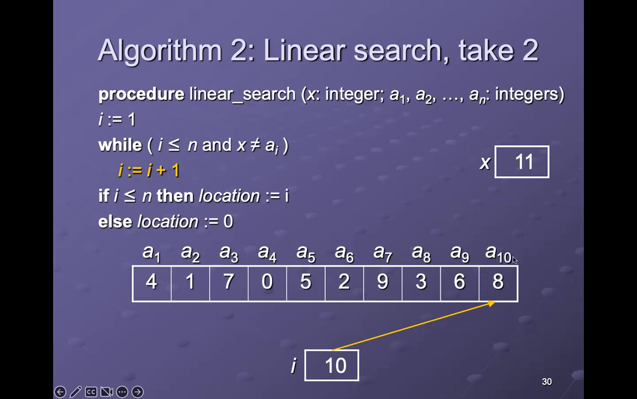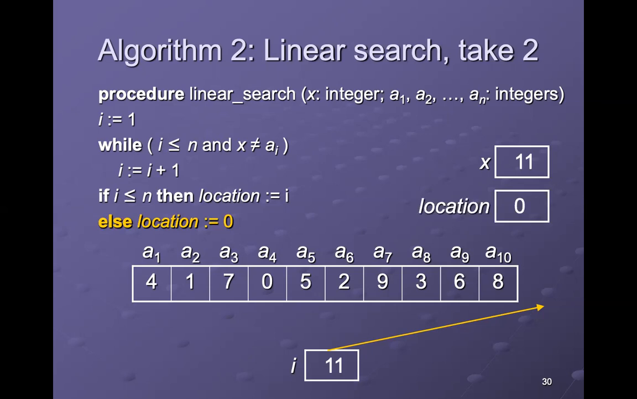So in this case, the loop will be terminated because at this point, i is now 11, and 11 is not less than n, which is equal to 10, meaning we have already reached the end of the list. Okay, and we have not found the number, so else the location would be 0.